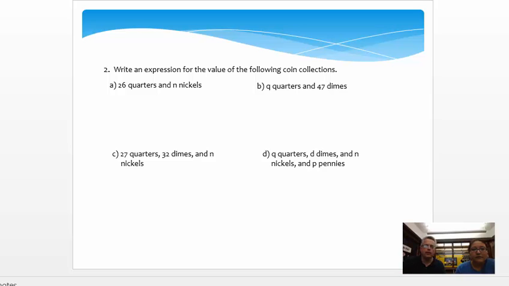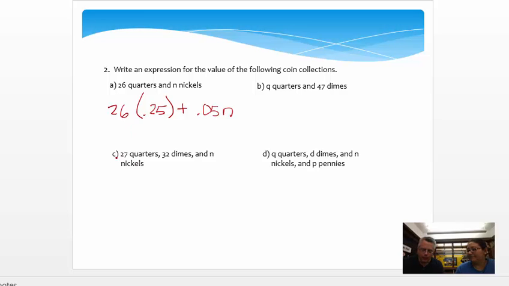Okay, here we go. So we have 26, and then we have 0.25. That's the value of the quarter. And nickels, so that would be 0.05n. Now normally, it's how much they're worth, 0.05, times how many we have. We have n of them. And you switch the order because usually we write the number first when we have a variable.